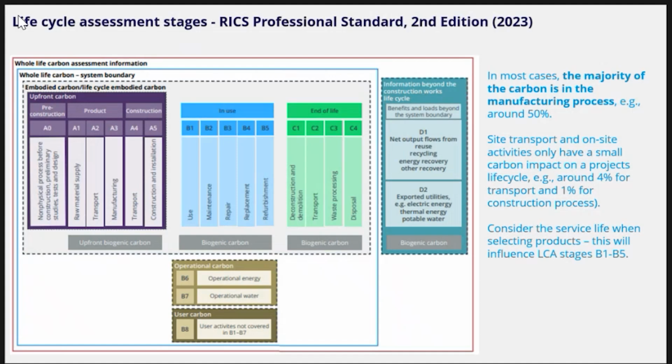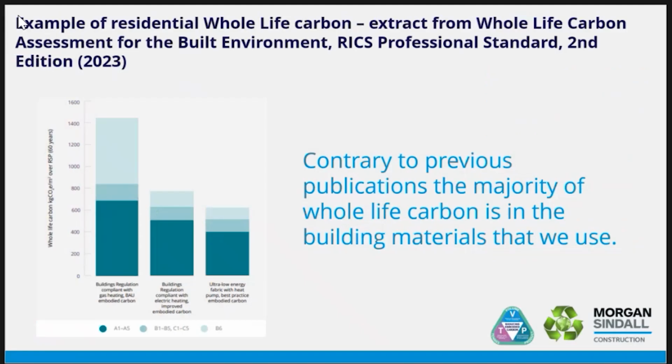We also need to consider the service life of products that we're selecting, which are picked up in the B stages. So how long does a product last before it needs to be replaced? And this again is picked up from the same RICS publication. But what you're seeing there on the left-hand side is a building regulation compliant building with gas heating. The top bit, the lighter colour, that's operational carbon. The middle bit is the B stages, that's embodied carbon, but that's replacements and maintenance and materials. And the darker colour at the bottom is the upfront carbon. So that's the A0 to A5 carbon number. And most of that is materials, the manufacturing materials.